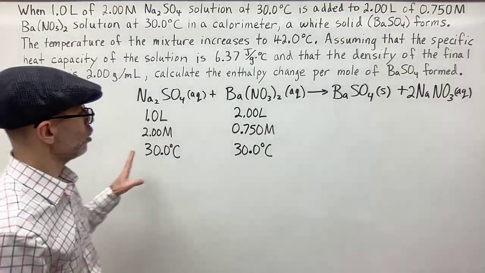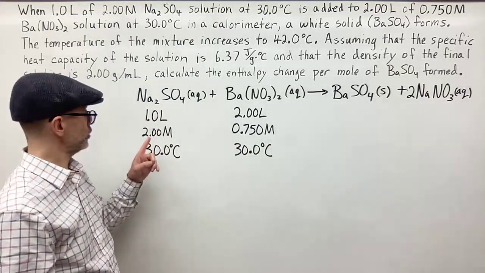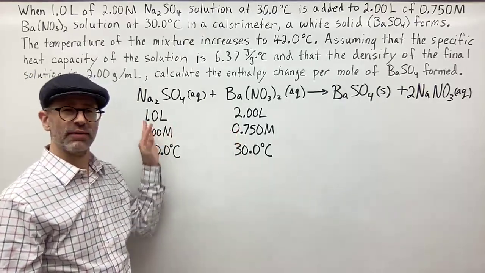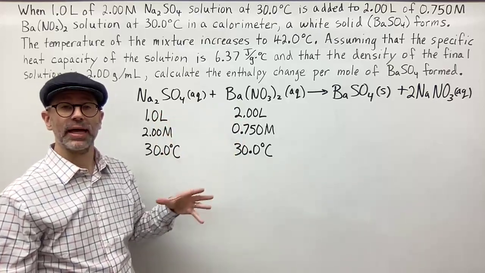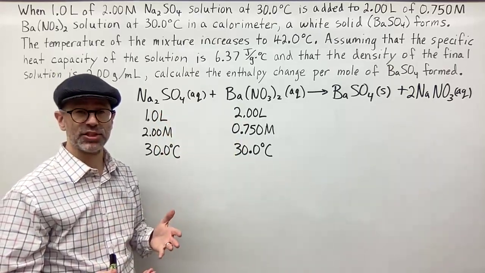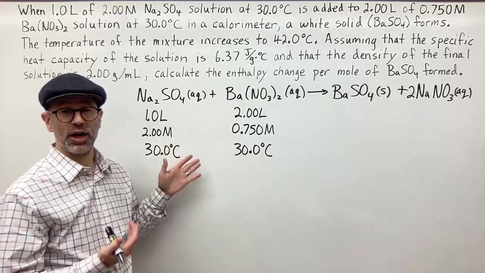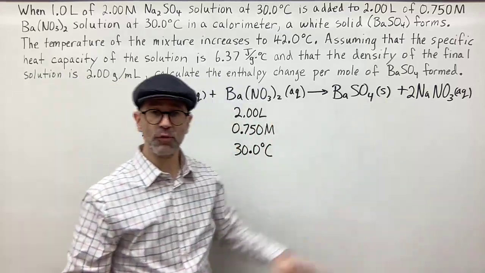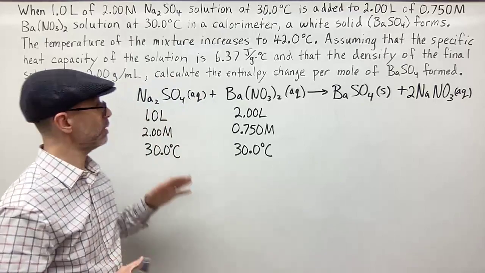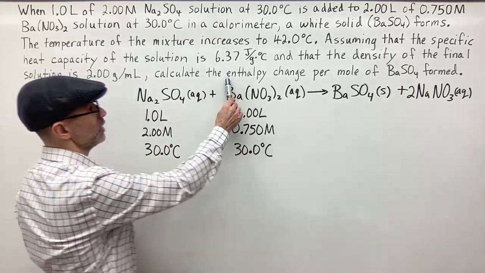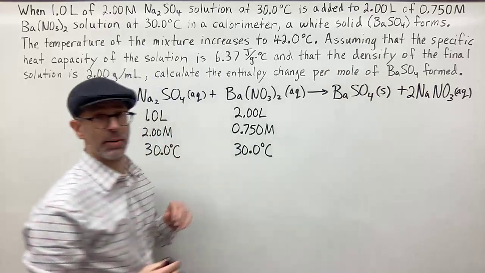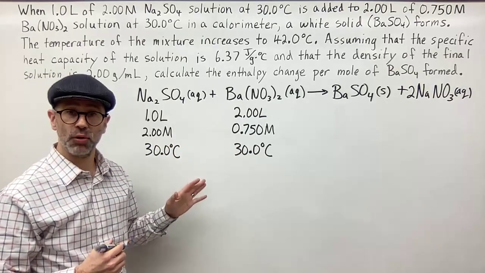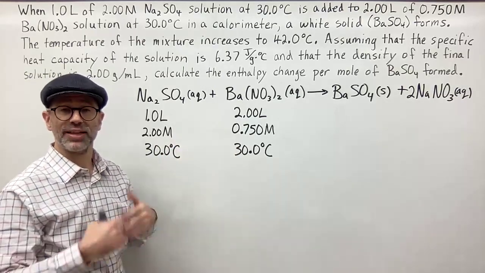Okay. So now the first thing we need to do is, because notice they're giving us molarities and liters, volumes of both reactants. So they're giving us an amount of both reactants, and we don't know which one is the limiting reagent. So in this case, we have to figure out which one's the limiting reagent so that we can figure out how many moles of the barium sulfate is actually formed during the reaction. Because remember, they're asking us to find the enthalpy change per mole of the barium sulfate formed. So we've got to do our stoichiometry to find the moles of the barium sulfate that's formed.